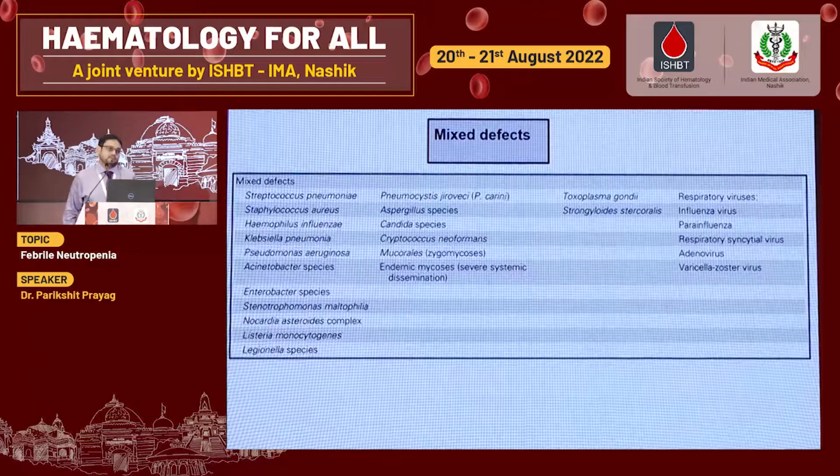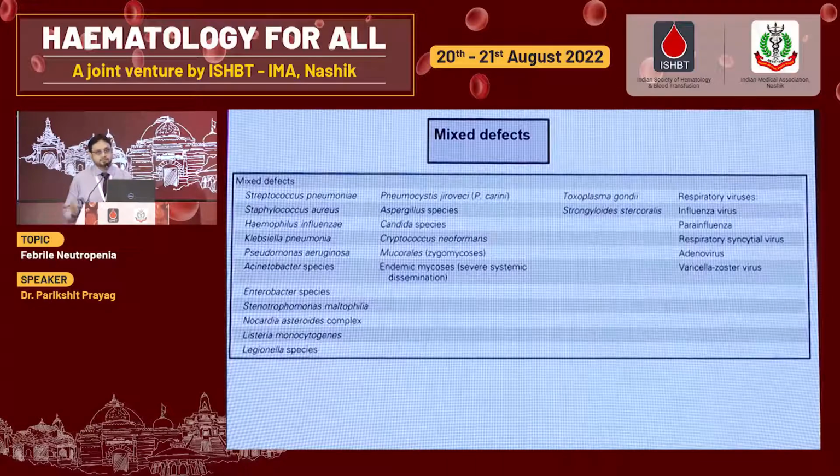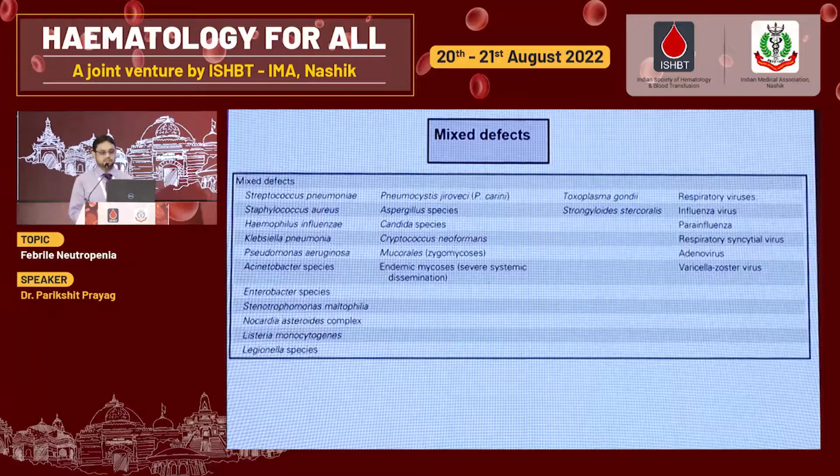For example, if my AML patient has had a relapse, has received the FLAG regimen, or maybe has received steroids for some other reason, and now has gone into a haploidentical stem cell transplant, he no longer remains just a neutropenic patient. A lot of times these patients can have mixed immunological defects. So a little basic understanding of immunology is very important when we are dealing with patients who have infections in the immunocompromised setting.